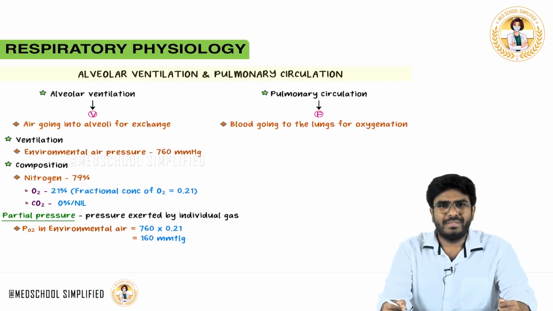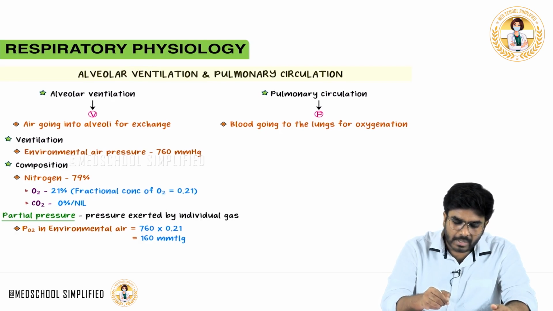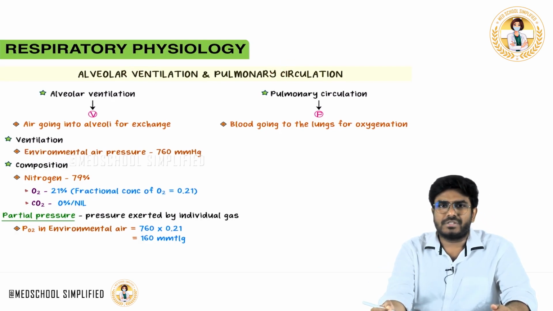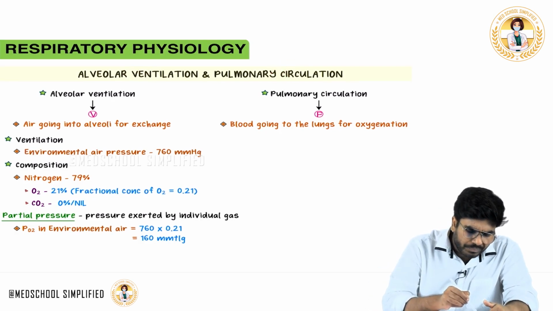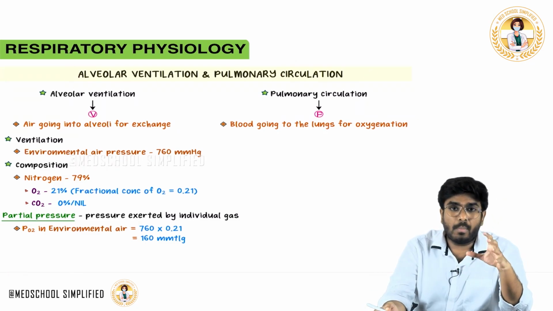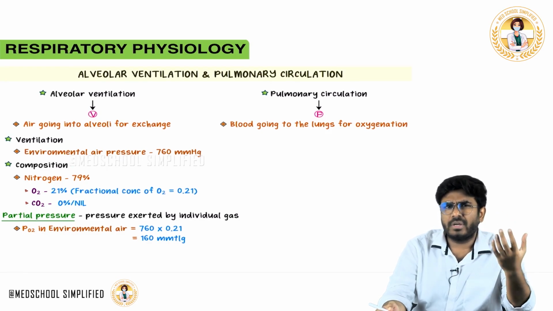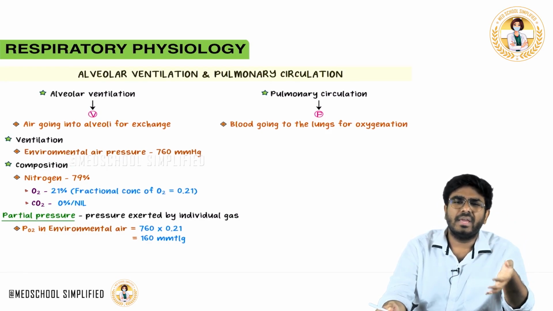Welcome back guys. Now in this video let's discuss alveolar ventilation and pulmonary circulation. How to understand this concept? Alveolar ventilation means the amount of air that we are sending into the alveolus. Why are we sending the air? For the purpose of exchange.